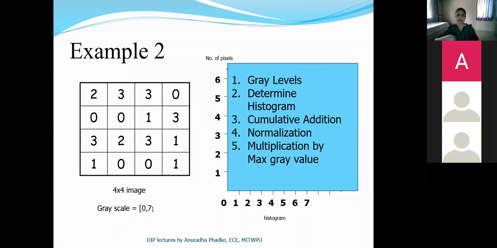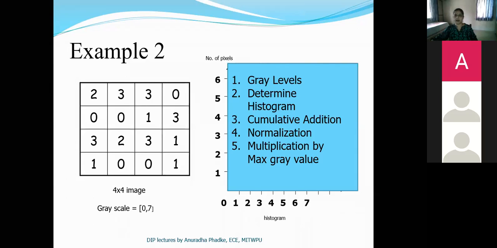How many pixels are there belonging to gray shade 0 in the given image? There are 1, 2, 3, 4, 5 pixels. Very good. You are giving me correct answers. Now similarly, determine the number of pixels belonging to all gray shades and write it in the chat box. For gray value 1, how many pixels are there?